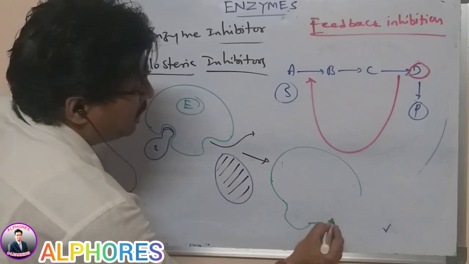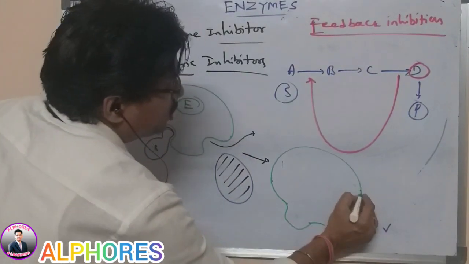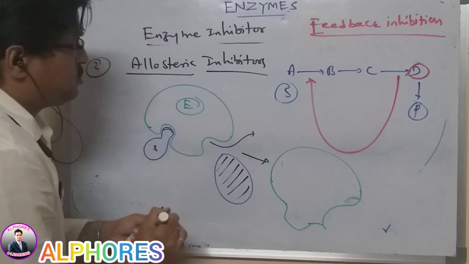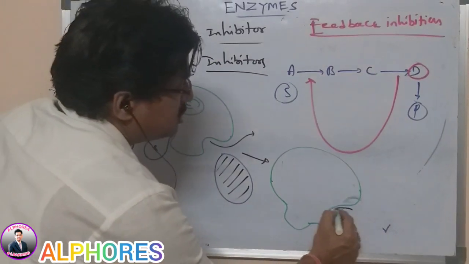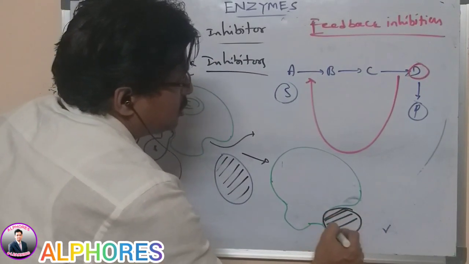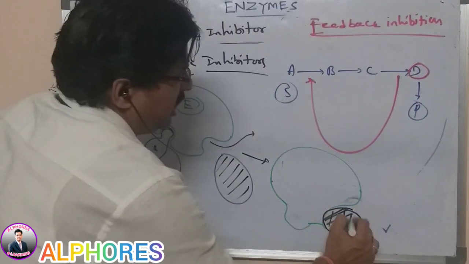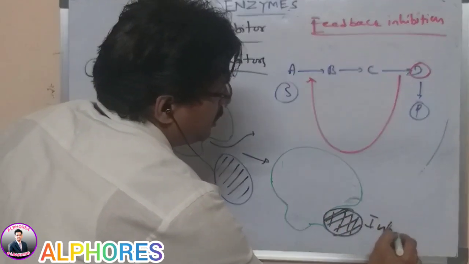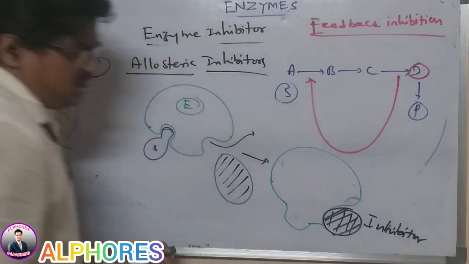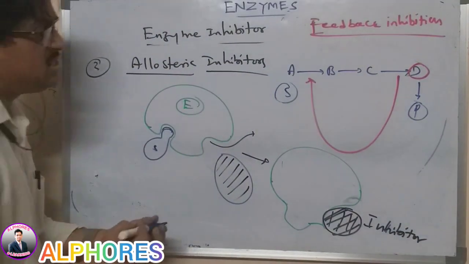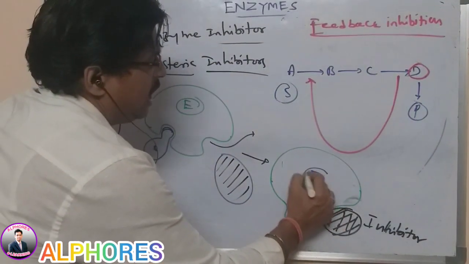As a result of that, this is allowed to combine with the inhibitor, like this. Here this inhibitor is attached. So in this way, this is called the inhibitor. This is the inhibitor, and this is the enzyme. This is called the enzyme.